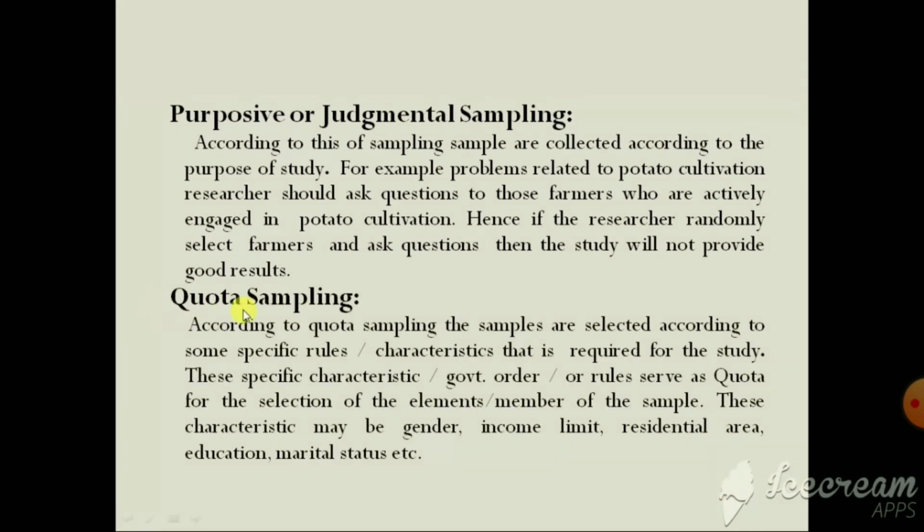Similarly, quota sampling is another non-probability sampling. According to quota sampling, the samples are selected according to some specific rules or characteristics that are required for the study. These specific characteristics, maybe government orders or rules, serve as a quota for the selection of the elements or members of the sample. These characteristics may be gender, income limit, residential area, educational level, marital status, etc.